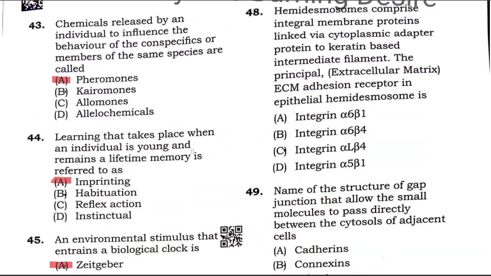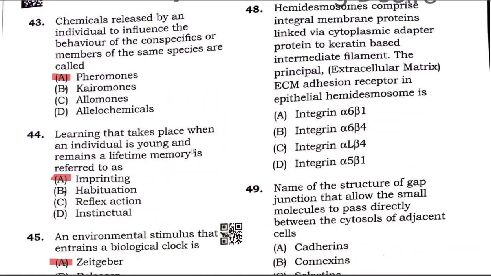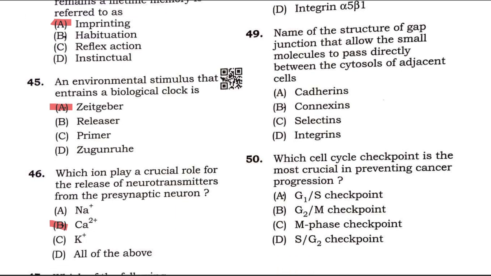The hemidesmosome comprises integral membrane proteins linked by a cytoplasmic adapter protein to keratin-based intermediate filaments. The extracellular matrix adhesion receptor in epithelial hemidesmosome is, this is a very hard kind of question, integrin alpha 6 beta 4. Name of the structure of gap junction that allows small molecules to pass directly between the cytosols of adjacent cells. So of course it is connexin.